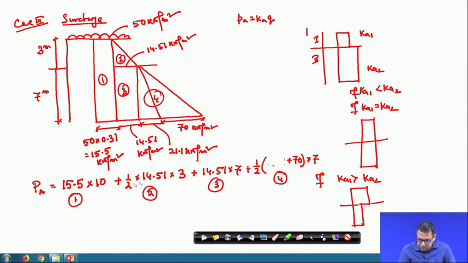This is for the 14 into 3 half, this is 14 into 7, and this one we have added, this is 21.1 plus 70 into 7, 21, and the final value is 597.2 kilonewton per meter. Okay. So, this is the case 3 when we have considered a surcharge, and then we can calculate what would be the stress or what would be the force PA acting on the wall.